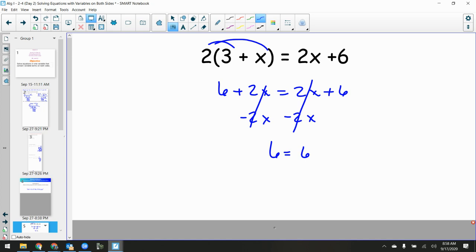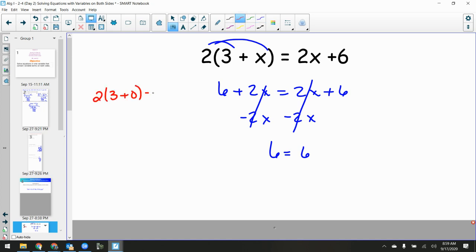So what is my answer? Is my answer 6? Is it 0? Is it 1? Well, let's think about this. Okay, Hayden is very confidently saying 0. He is very confidently saying 0. How would we check his answer? Plug it in for x. So let's try it. Let's see if Hayden is right.